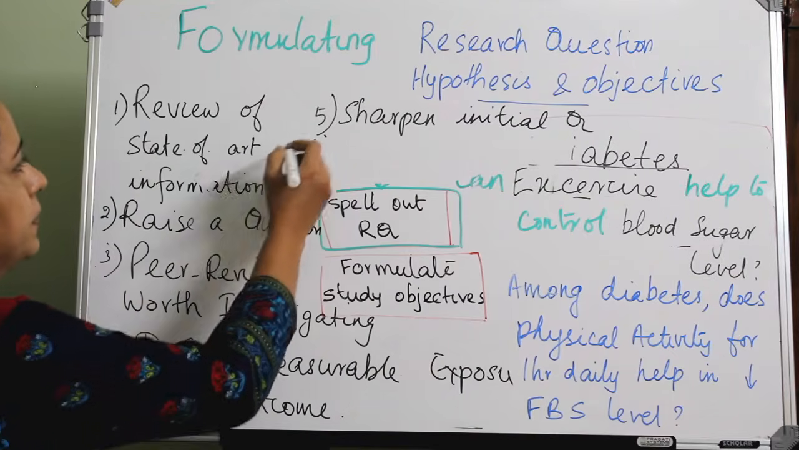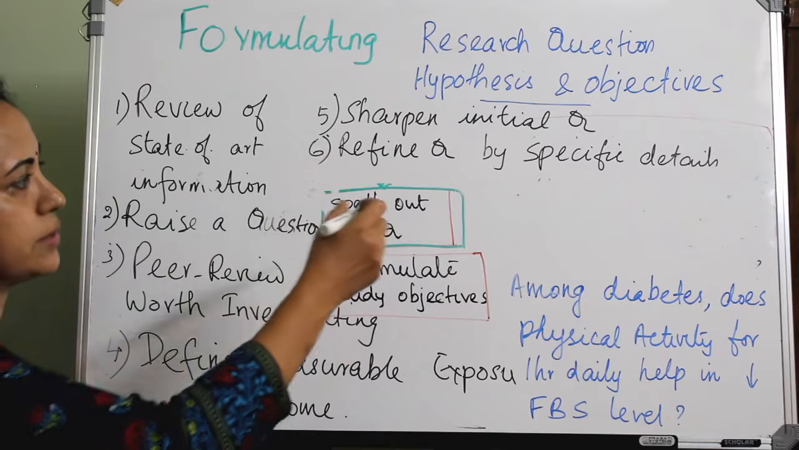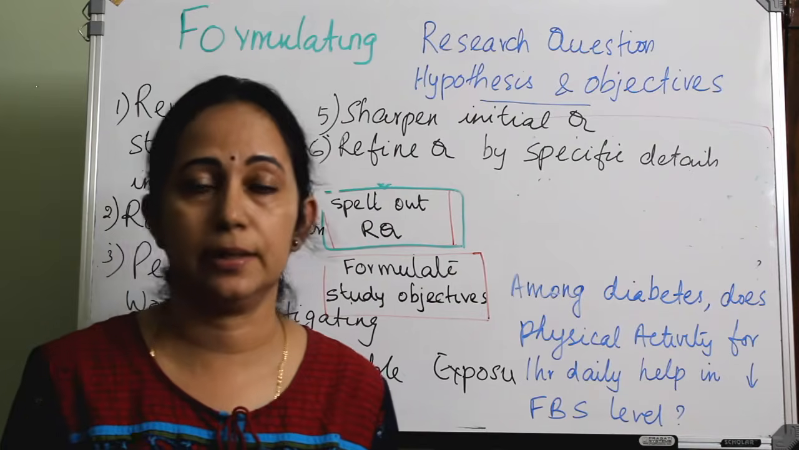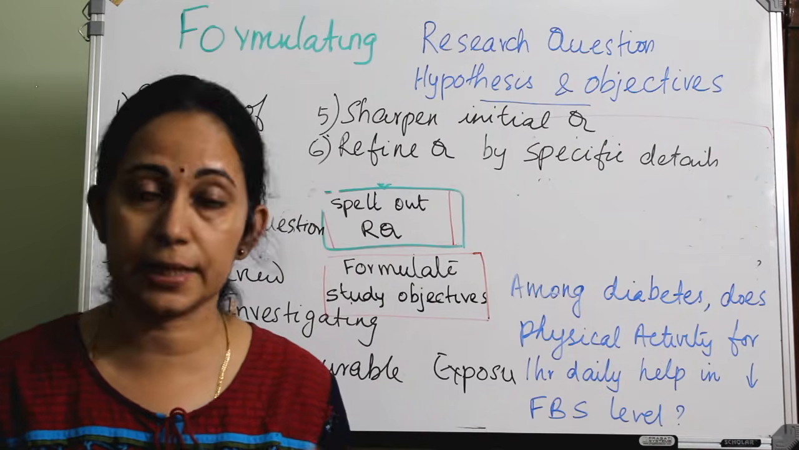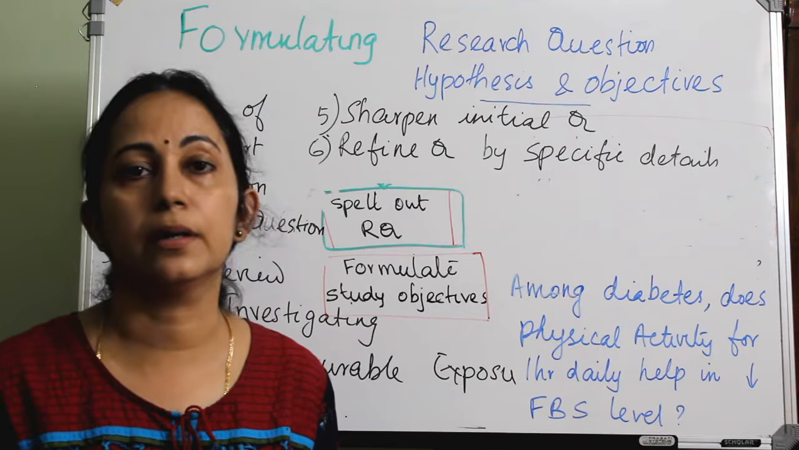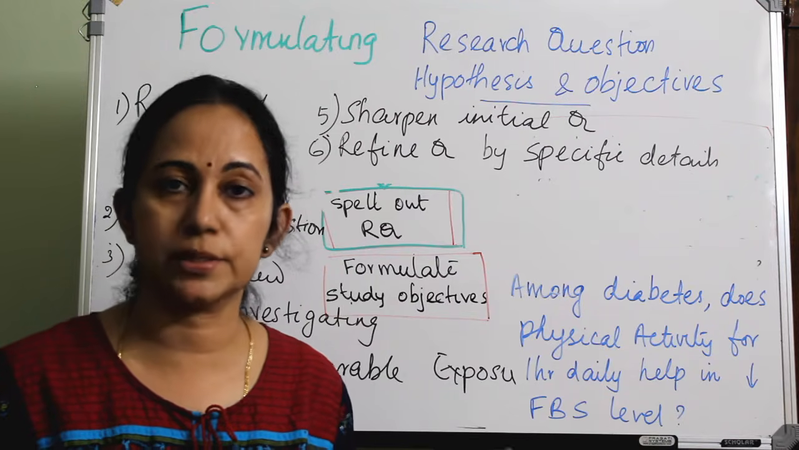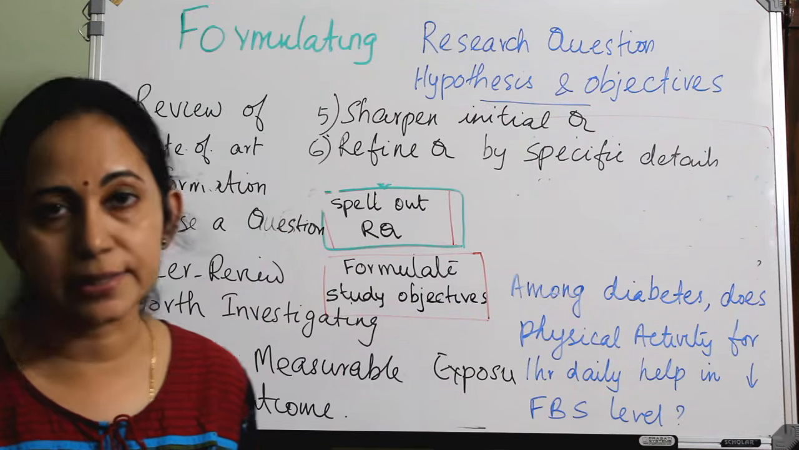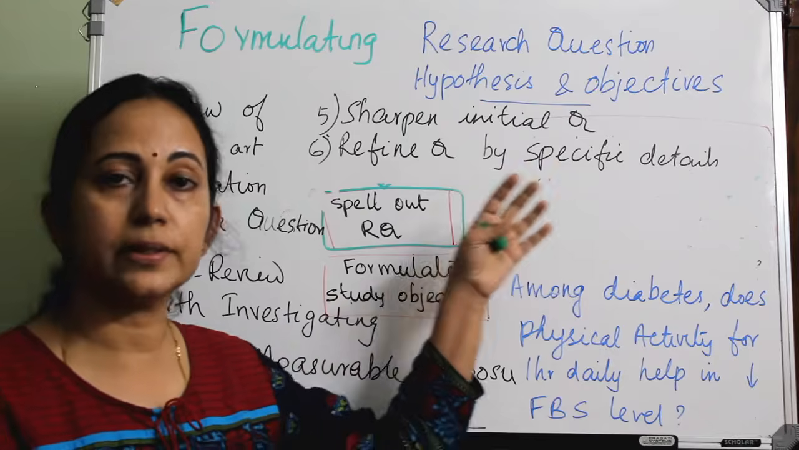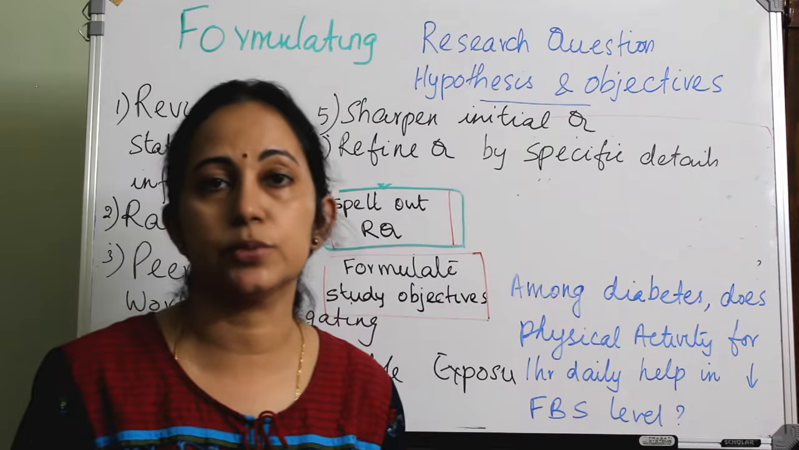Again, the next step, refining the research question by adding specific details. What are the specific details? Like study population, measurable definitions of the exposure and outcome, or the study design, etc. Everything you can. For more specific details you can also add.